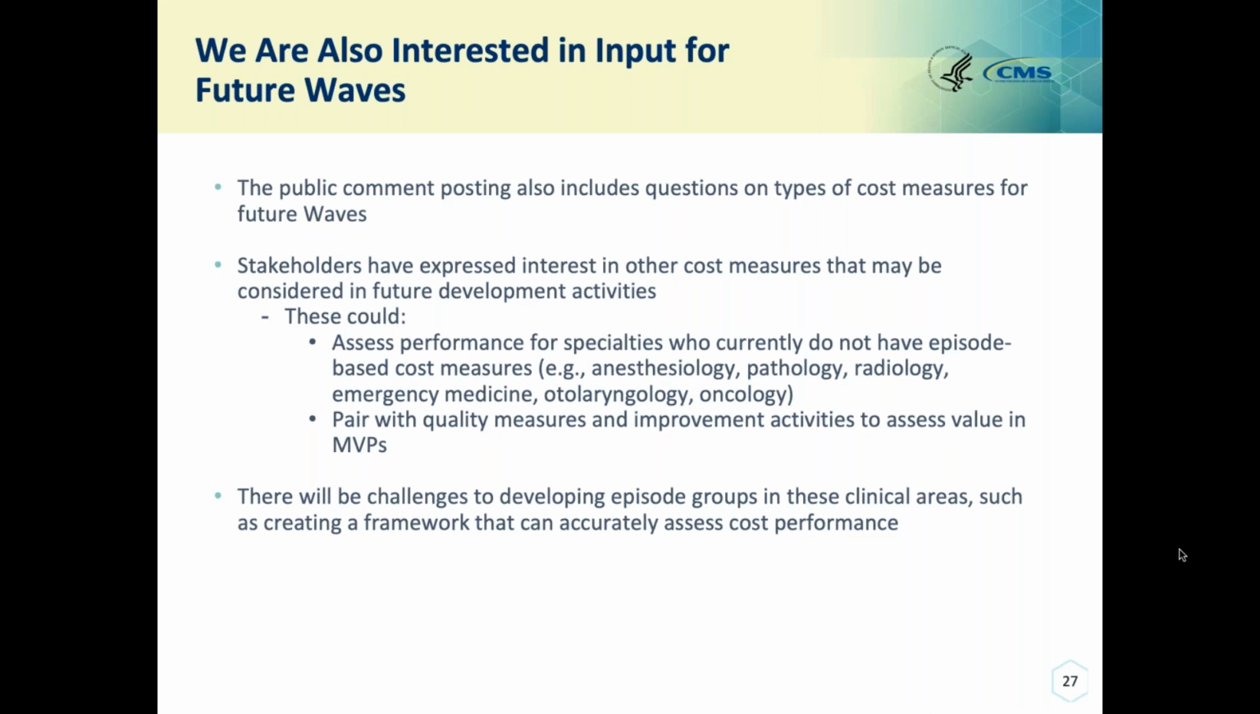We have also had interest in measures for clinical areas like otolaryngology, emergency medicine, and oncology. These would need to include considerations such as how to account for staging. We encourage stakeholders to share their thoughts about these clinical areas and ways to address any challenges that they see with developing measures. This will be very helpful for us in planning ahead for future measures development activities. Next slide, please.